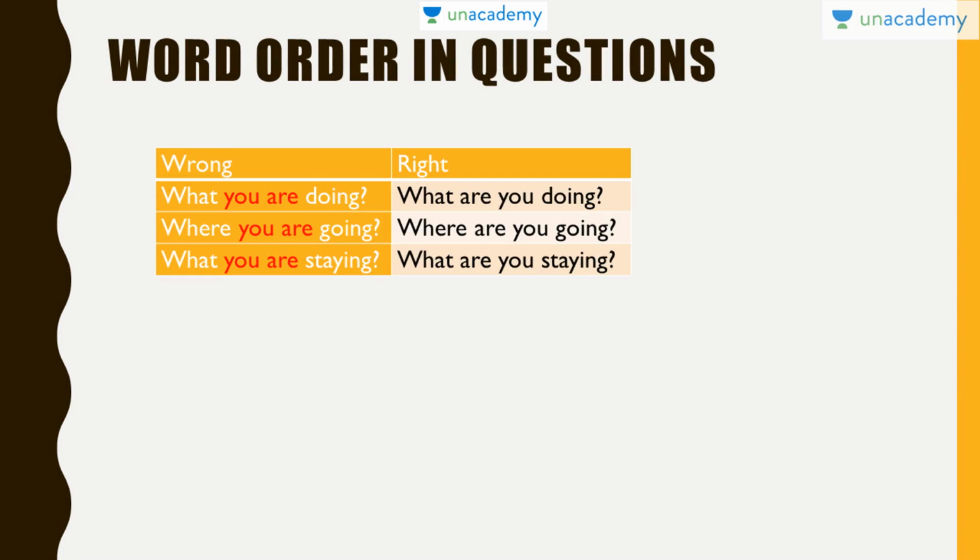The next one is word order in questions. Now I've heard many people ask questions as if it's a statement. What you are doing? Incorrect. What are you doing? Where you are going? Incorrect. Where are you going? Where you are staying? Incorrect. Where are you staying? So you have to use the correct order. Are comes before you, because it's a question, not a statement.